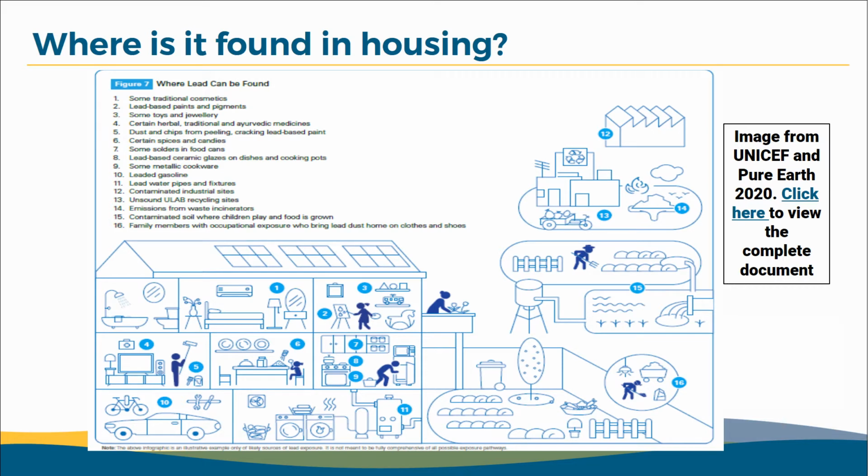As you can see, lead sources can be found in both the house and in the neighborhood where a child lives. Exposure to lead can come from paint, soil, water, and the products brought into the home. Exposure can also come from industrial emissions and improper disposal of lead-contaminated waste. Take a minute to look at this graphic more closely.